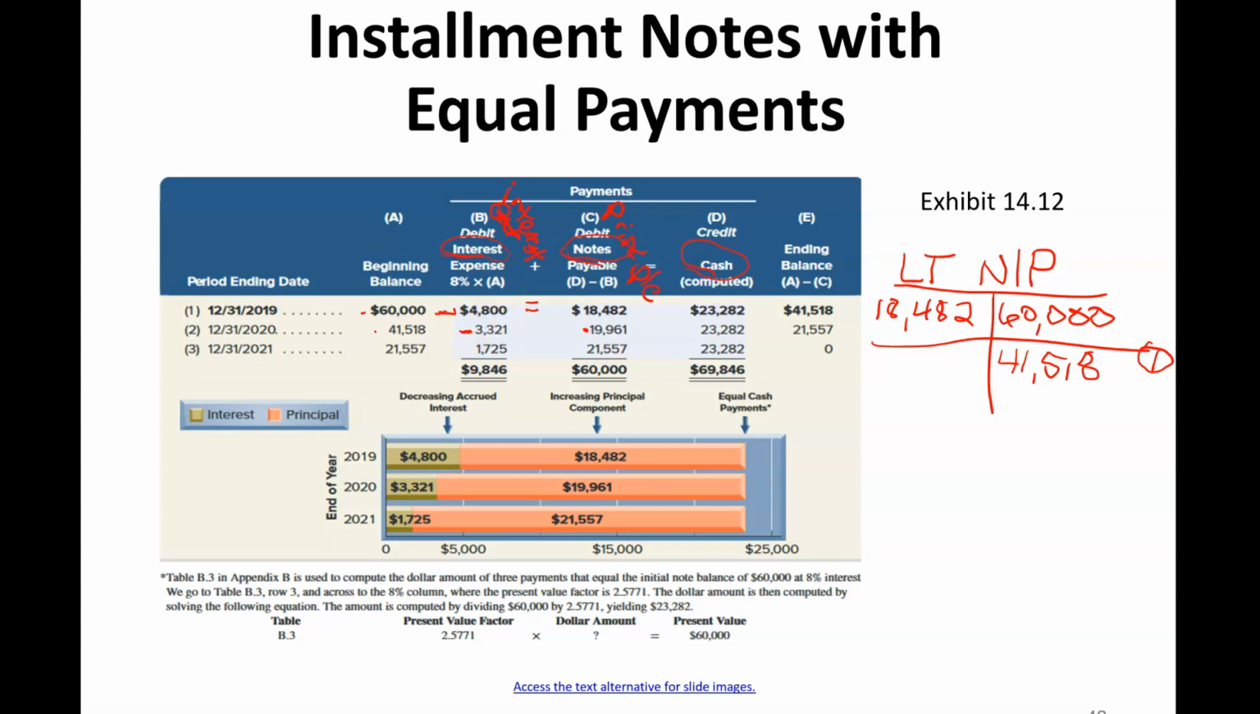So we will debit note payable $19,961, which at the end of year two gives us a balance of $21,557. Which means that's what we start year three on.